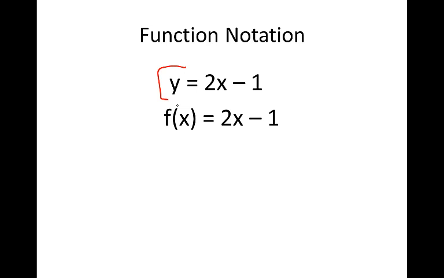So function notation, really it's the same as we've had before. We have y equals 2x minus 1. We're simply replacing the y with f of x. Sometimes books will say y equals f of x. Why do we do that? A couple reasons.